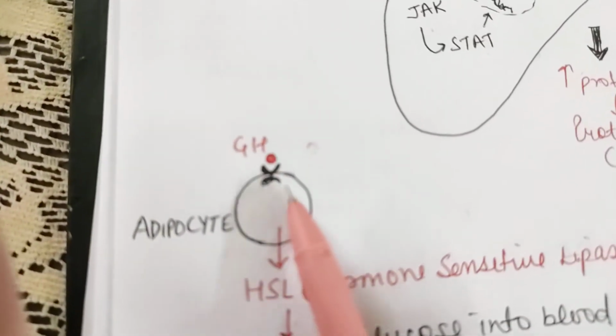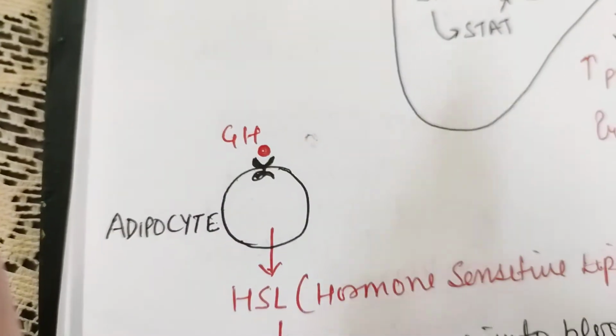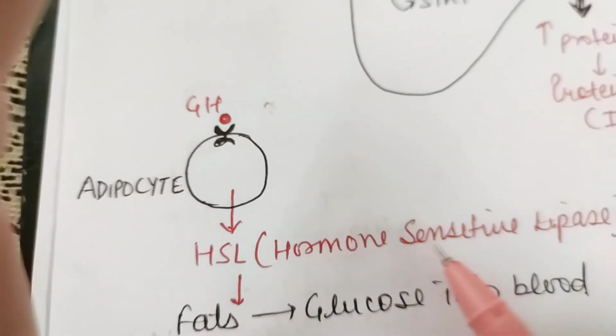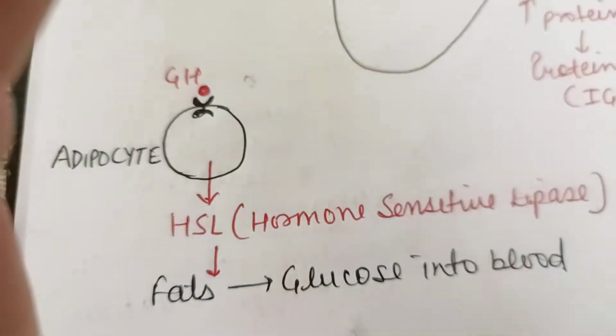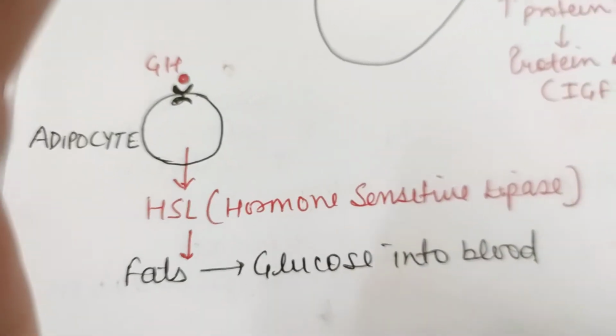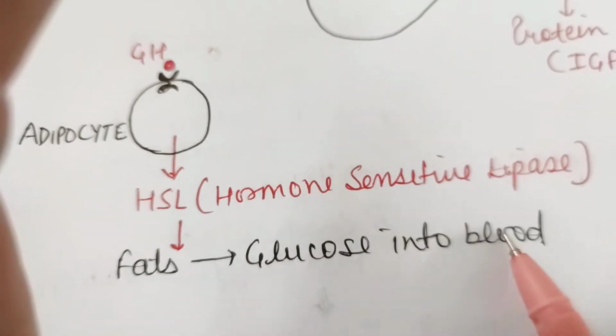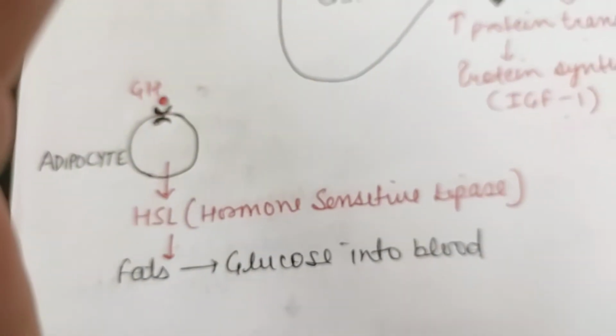Likewise, it acts on adipocytes through some receptors, and it leads to some protein synthesis. Here the protein is HSL, which is hormone-sensitive lipase. So the lipase is active. That means it breaks down fat into glucose, which enters the blood. So this is how it acts on adipocytes and plays some role.